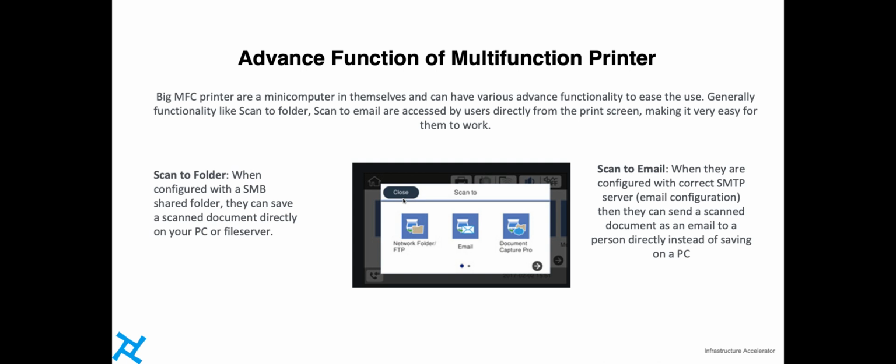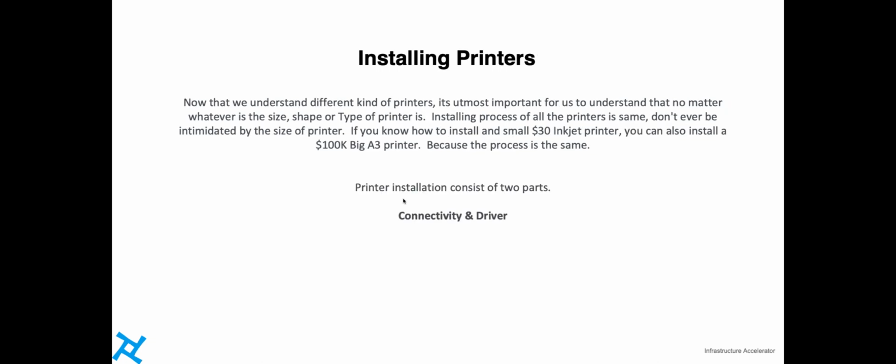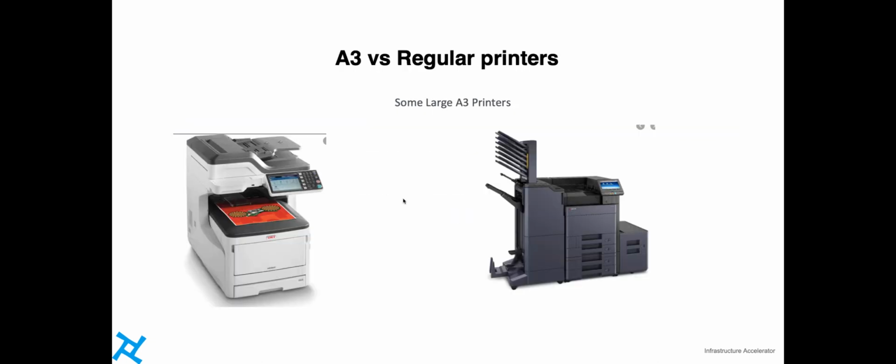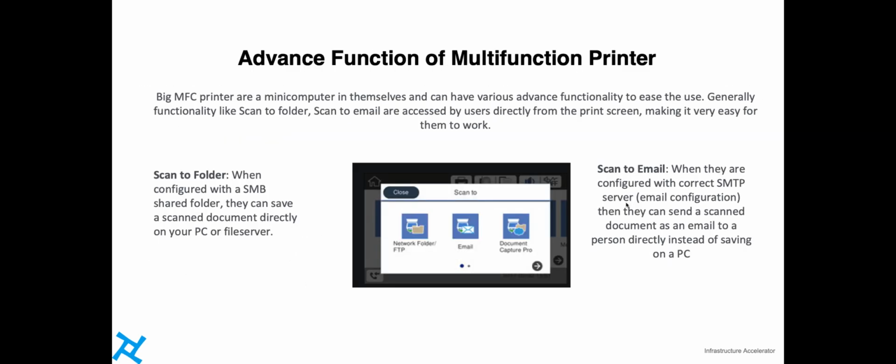Advanced multifunction printers. Big multifunction printers are a mini computer in themselves, and they can have various advanced functionality to ease the use. General functionality like scan to folder, scan to email are accessed by users directly from the printer screen. So there is a small control panel screen which I showed you here. These are the screens of the printer. So a lot of users access these advanced functionalities, scan to folder and scan to email, directly from the printer screen. So what are these functionalities?